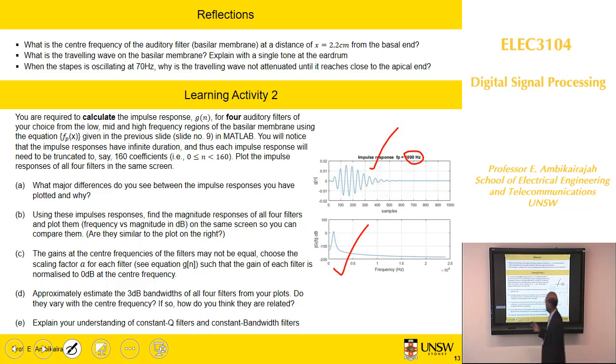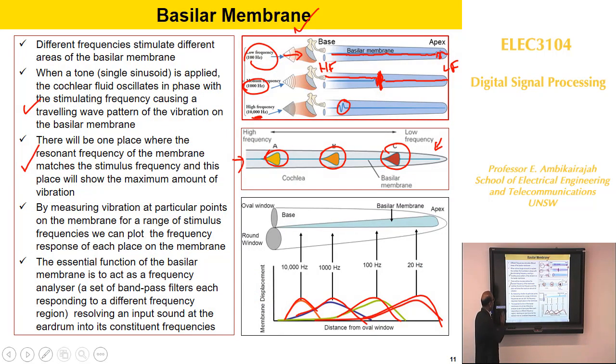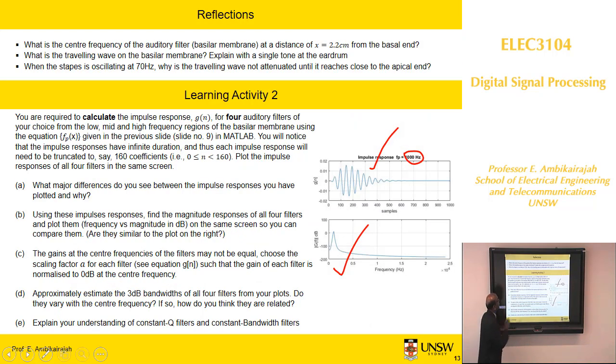And you can go back to this equation and now change this frequency, and you get a different impulse response, and then a different maximum response. So that's the second exercise that you have to do. That's your second learning activity. Make sure that you do learning activity 1 and 2. Only once you have done these two, move on to the next one.